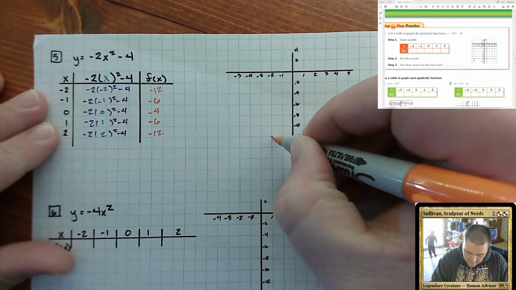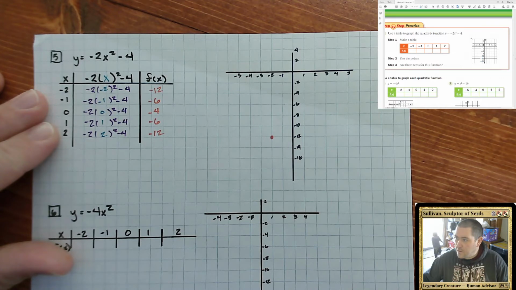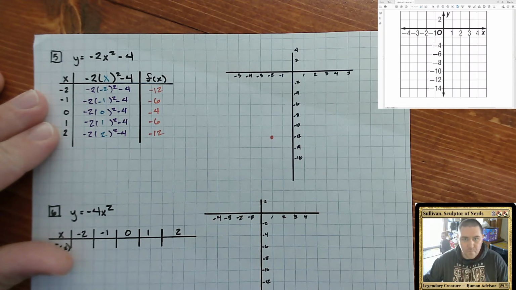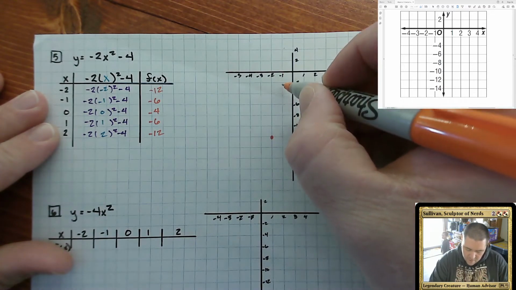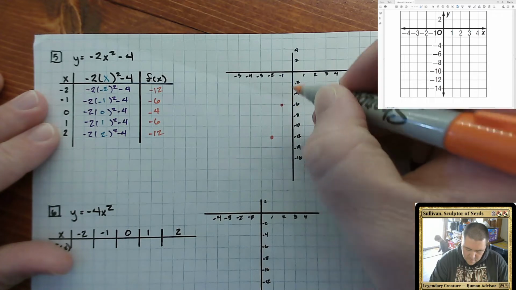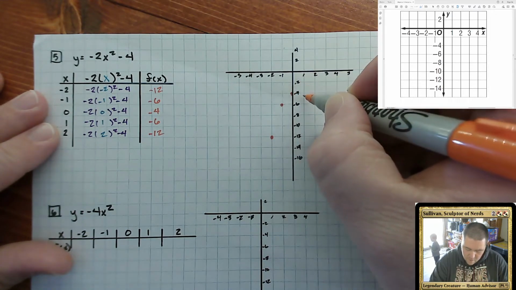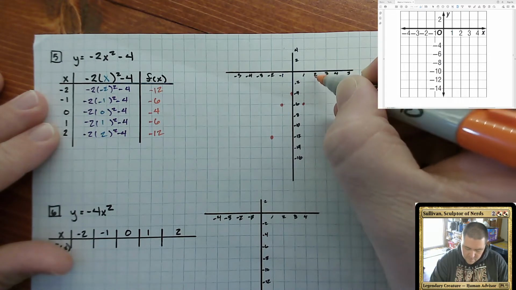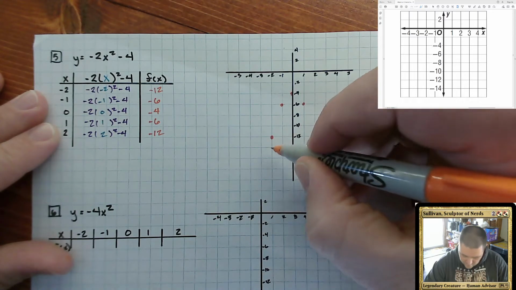You notice your scale is going by 2's again. Be careful with it. Okay, we'll get right in on that graph. Well, it's going by 2's. Be careful when you're counting. At -1, -6, 0, -4, 1, -6, 2, -12, and you can see that curve to it.